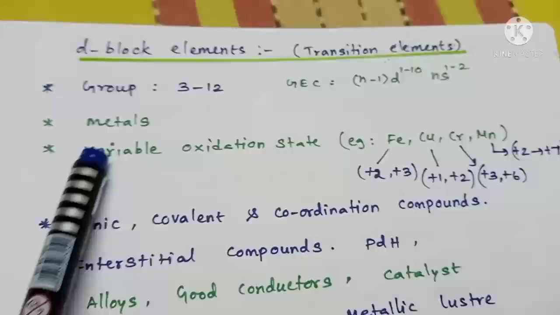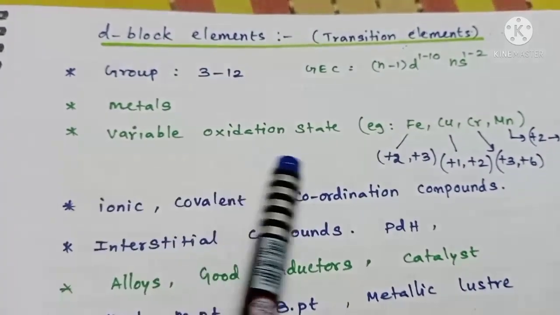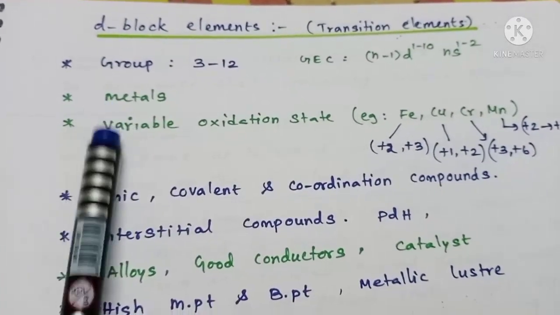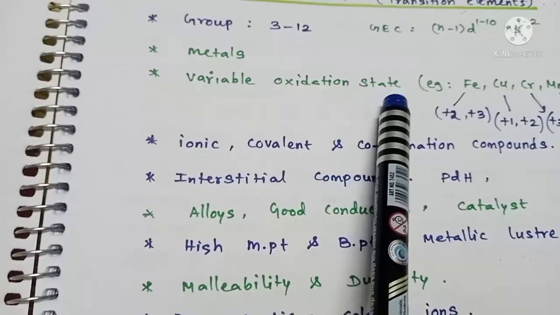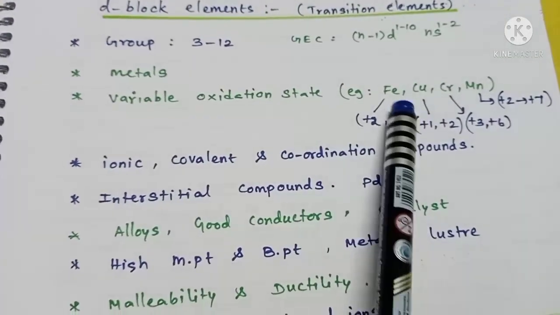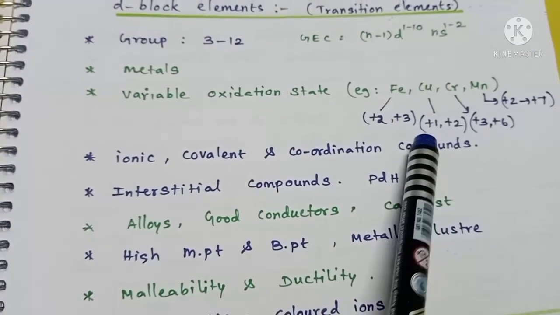Okay, right. Then all are metals. All the d block elements are metals. They possess variable oxidation state. So like many p block elements, many d block metals also have variable oxidation state. I have given some examples: iron with +2 and +3, ferrous and ferric; copper +1 and +2, cuprous and cupric.